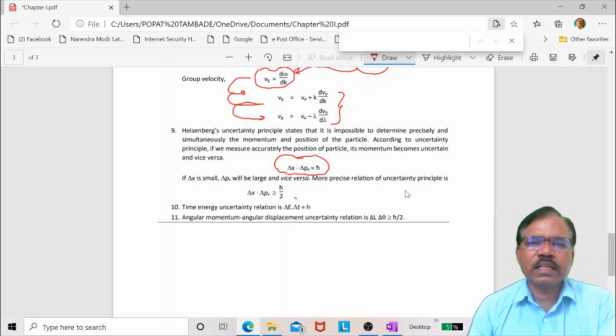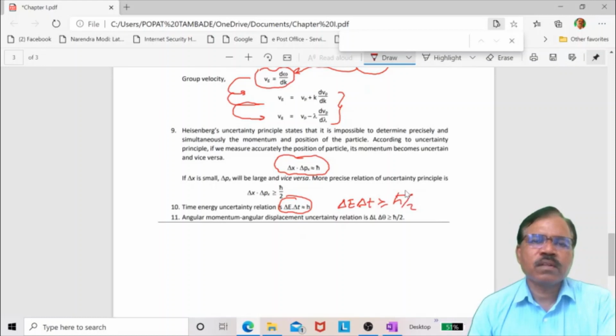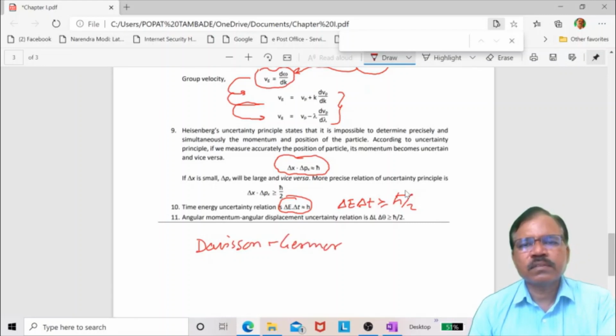You can write this also, delta E into delta T is greater than or equal to h bar by 2. Now the Davisson and Germer experiment established that a moving particle has wave nature.